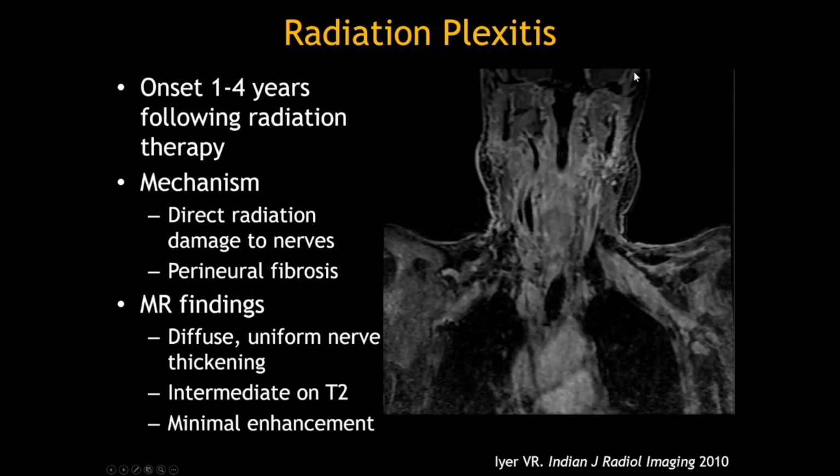Now, radiation plexitis typically occurs 1 to 4 years after radiation therapy. Again, this is often seen following breast cancer therapy. The mechanism of injury is thought to be related to direct radiation damage to the nerves, which results in perineural fibrosis. And usually on MRI, what we try to look for is diffuse uniform thickening of the affected nerves, intermediate to bright on T2 weighted images, and really should show no or minimal enhancement. If we start to see nodular thickening or nodular enhancement, then we must start to think about tumor involvement of the nerves, particularly in patients with breast cancer.